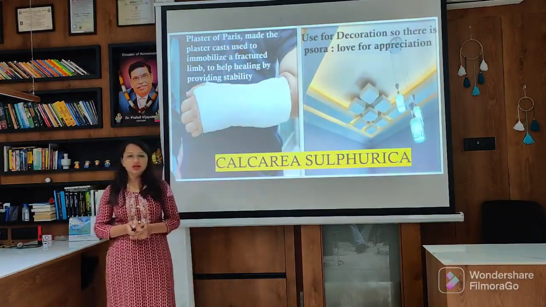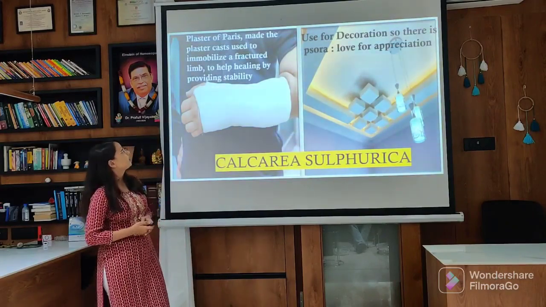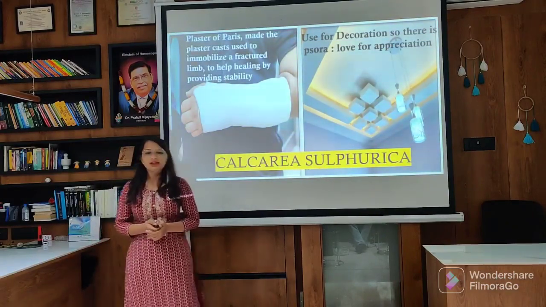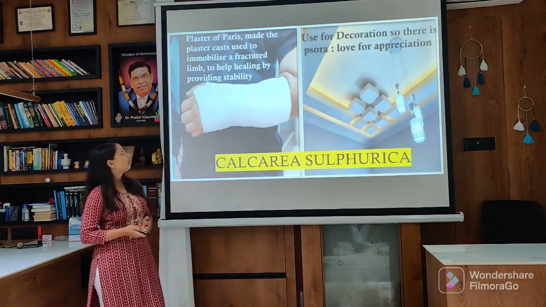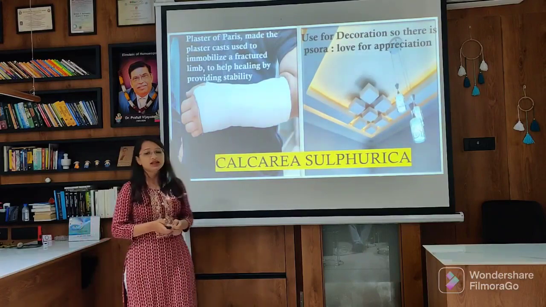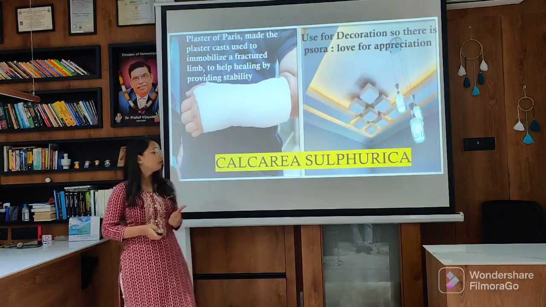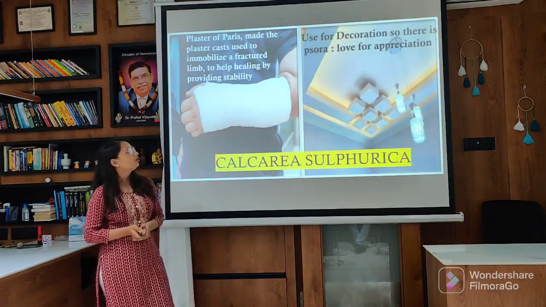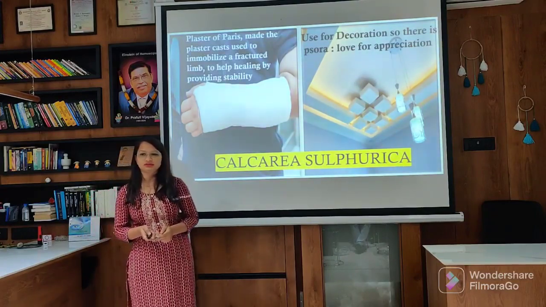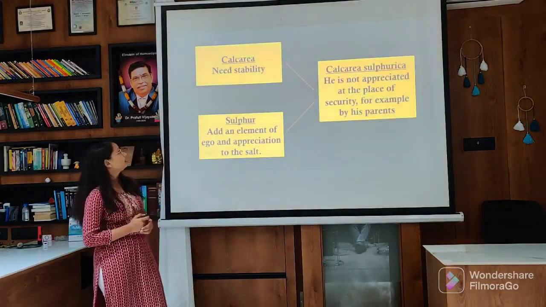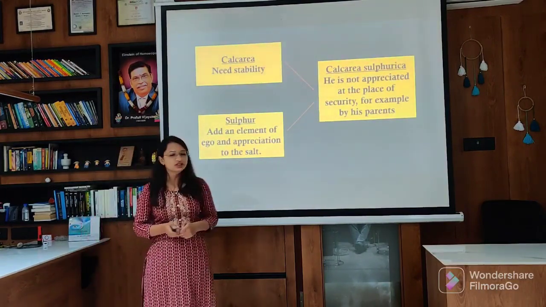Calcarea sulfurica. Plaster of Paris is made into the plaster cast which is used in immobilization of the fractured limb, which helps the healing by providing stability. Calcarea provides this stability, while the sulfur element is used for decoration, so there is love for appreciation. Calcarea needs stability. Sulfur adds an element of ego and appreciation.